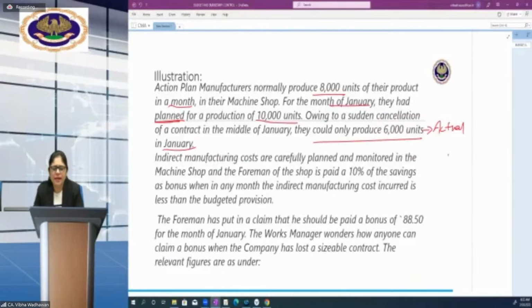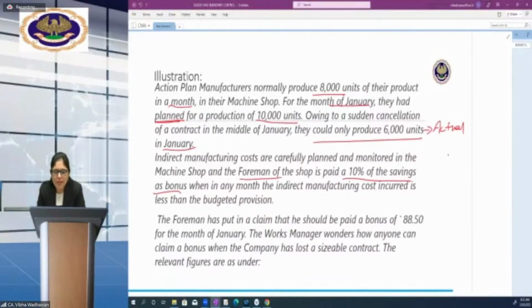Okay. Indirect manufacturing costs are carefully planned and monitored in the machine shop, and the foreman of the shop is paid 10% of the savings as bonus when in any month the indirect manufacturing cost is less than the budgeted. So if the actual cost is less than the budget, the foreman of the shop will get a bonus of 10% of the savings. So what is the saving? That means actual cost must be less than the budgeted cost. So whatever is the difference, 10% of that savings, the foreman of the shop will be given as a bonus.